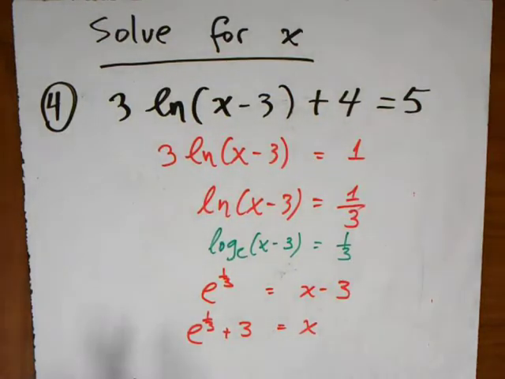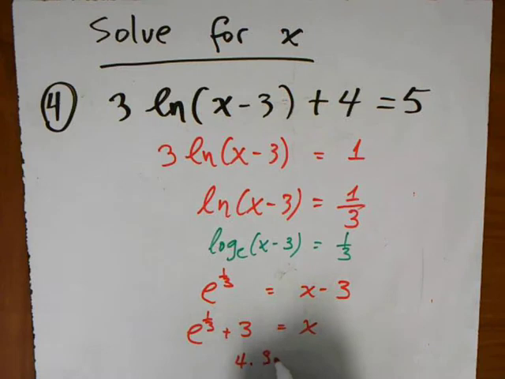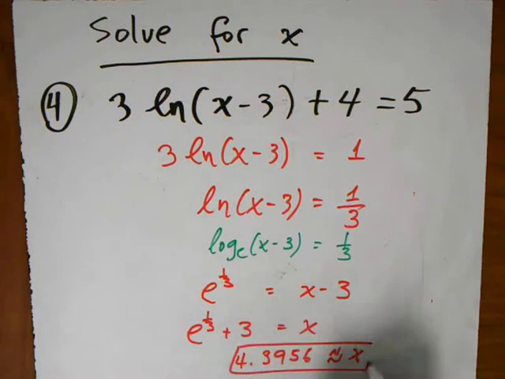If I am asked to round it to, let's say, 4 digits, we can just type this into a calculator. And so this gives me approximately 4.3956 is approximately equal to x. And that does it for these sets of examples. In the next video, we are going to look at some much more complicated examples that apply the product rule and the quotient rule.